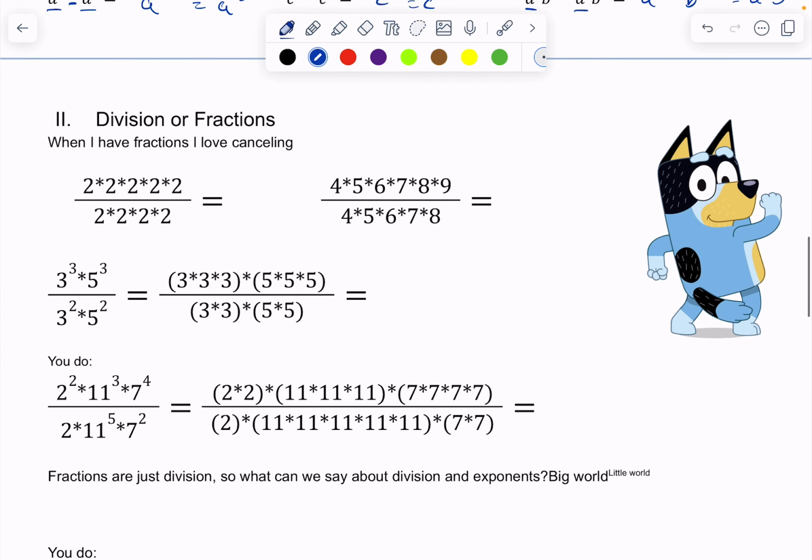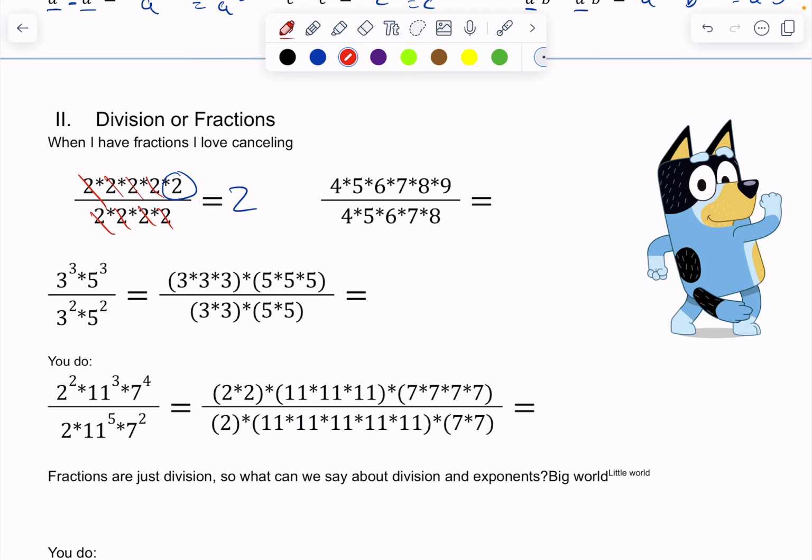Division or fractions. When I have fractions, I love canceling. Do you love canceling? I hope you love canceling, because this is going to be a fun way of treating these. When I see an equation like this, if I had written this as a number, that would be a whole different thing. But if I can break it down to its prime factors and cancel this, cancel this, cancel this, cancel this, cancel this, that's so satisfying. I'm left with just this, which is equal to 2.